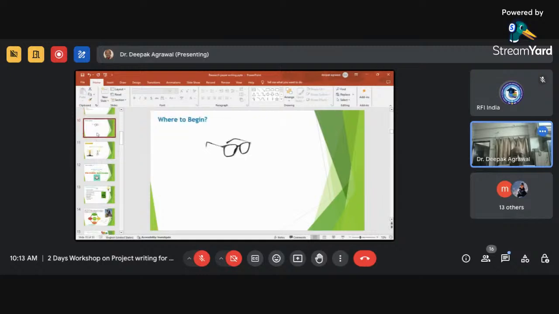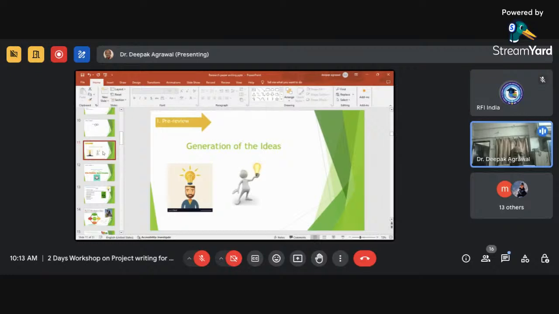Now, the big question arises, that is where to begin. So we can start thinking about developing a research paper, that means the generation of the idea. The biggest question again comes up, that we do not get the idea: when, where, and how can this idea be generated? As such, there is no limitation related to the generation of the idea.